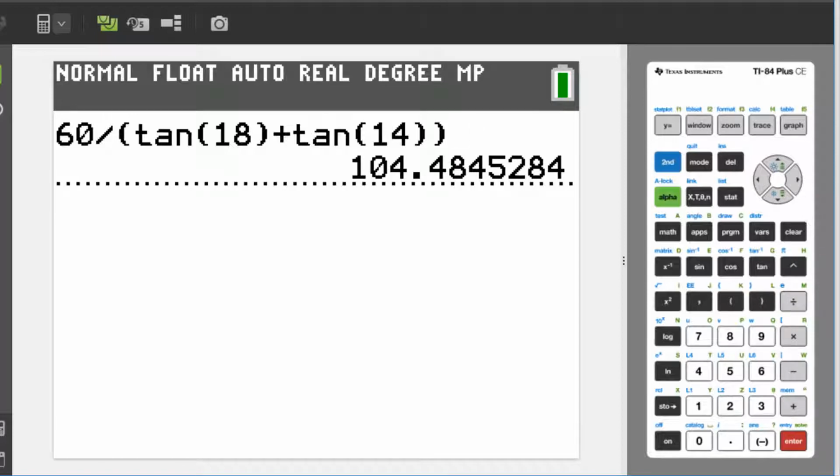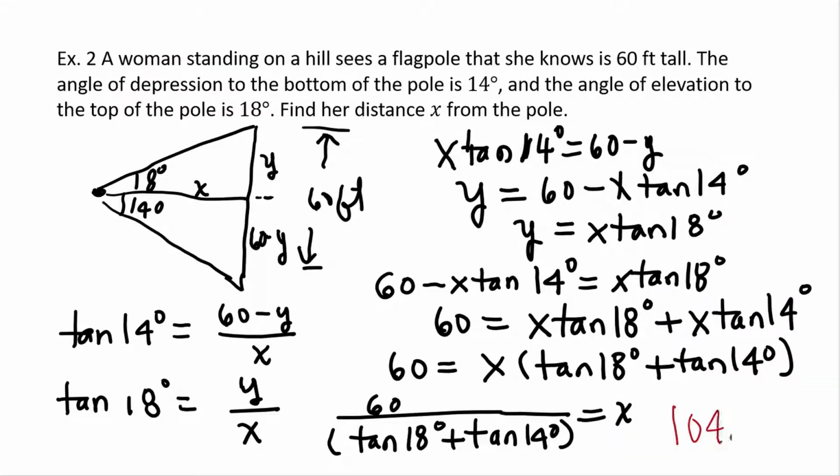Press enter, and we get that the distance is 104.4845284, round it to 104.5 feet. That is, we'll say that the answer is roughly 104.5 feet.